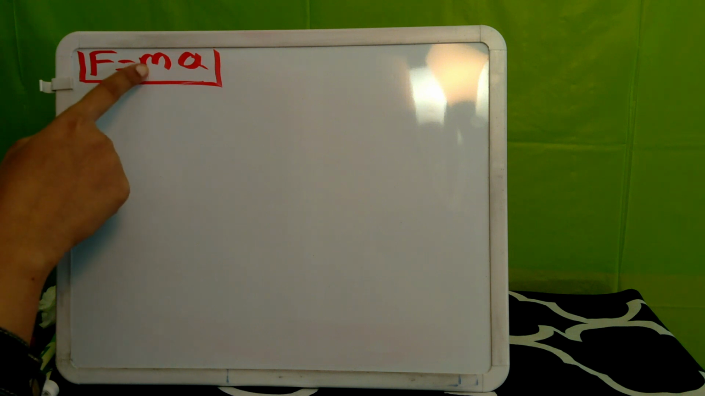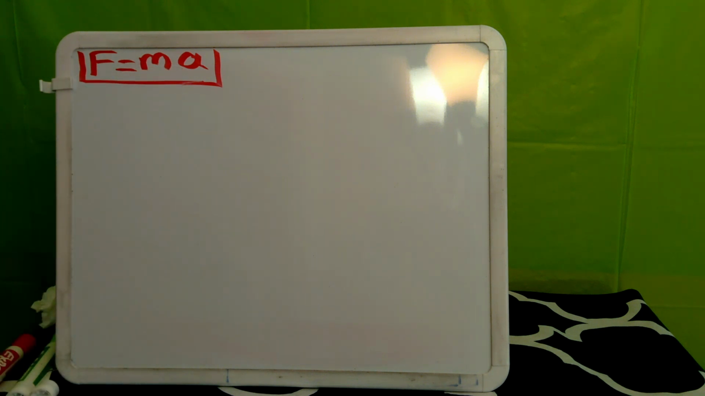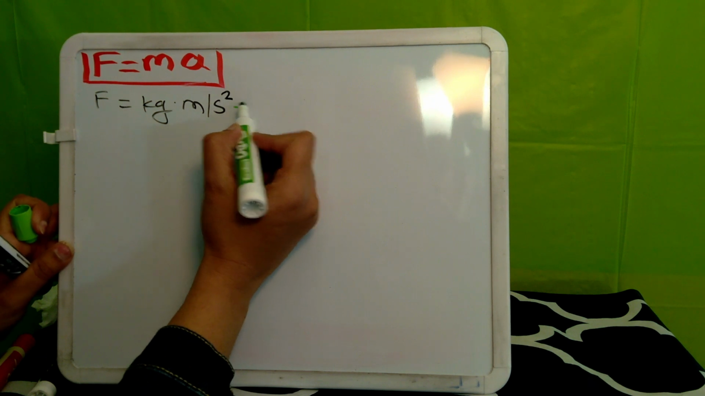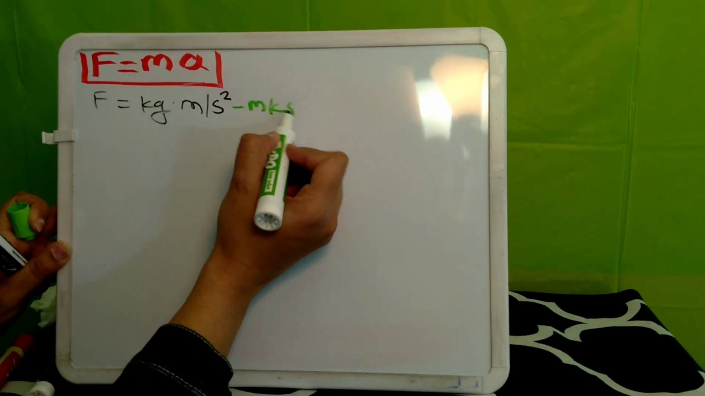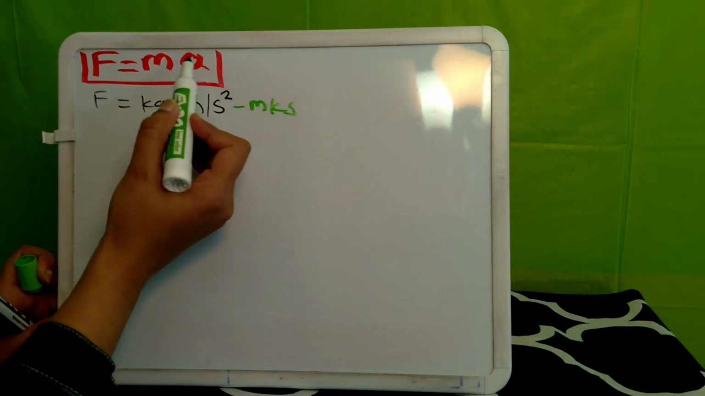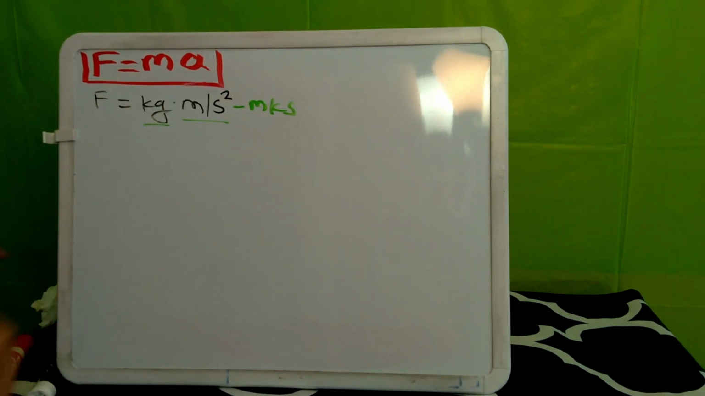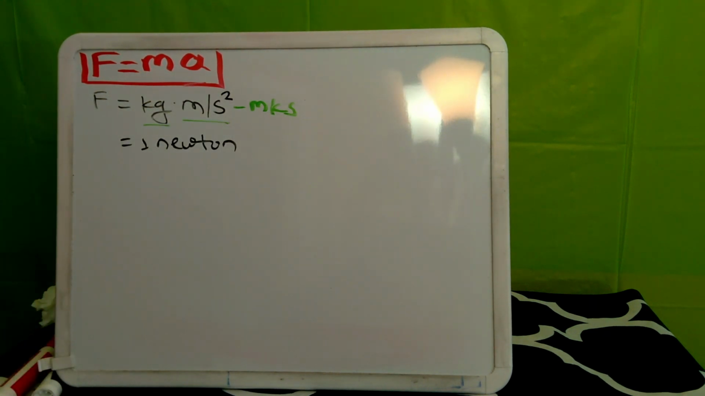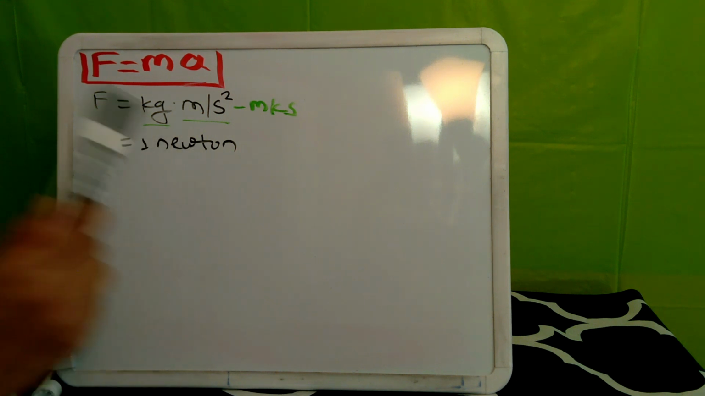F is equal to mass into acceleration. Now, we will find out units in the MKS system. In the MKS system, the unit of mass is kg, and the unit of acceleration is meter per second square. This kg meter per second square is also known as 1 Newton.